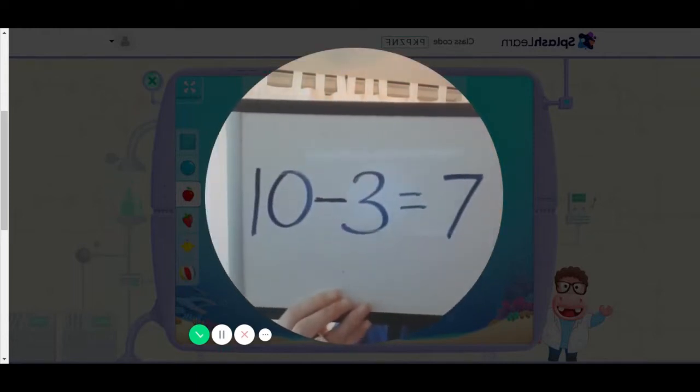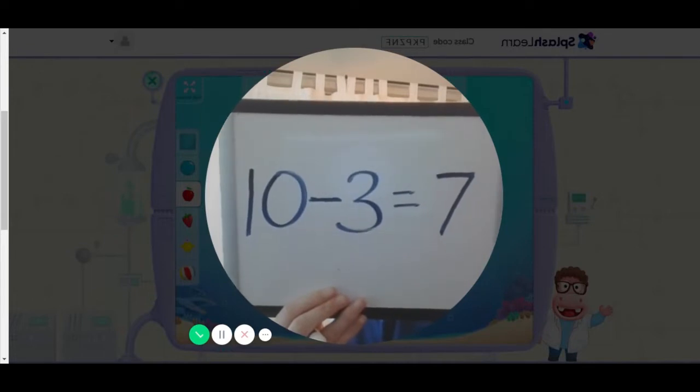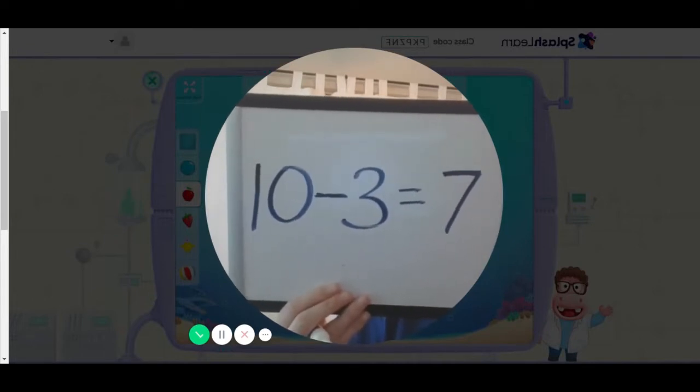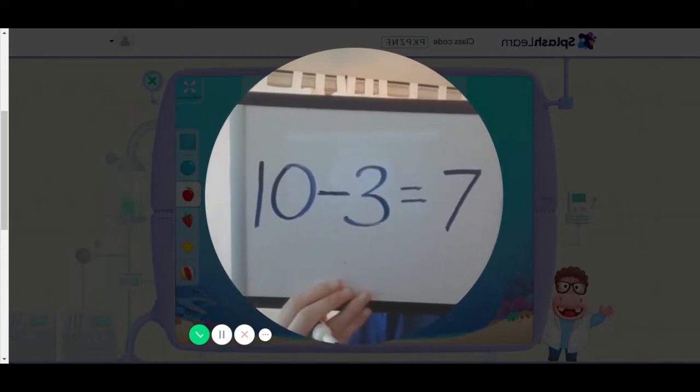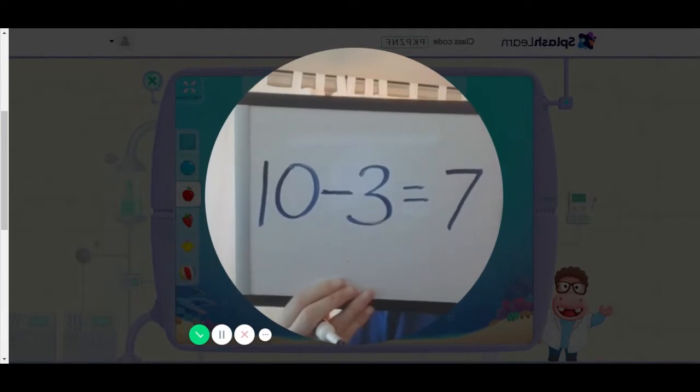10 minus 3 equals 7. Everybody say that out loud. 10 minus 3 equals 7.